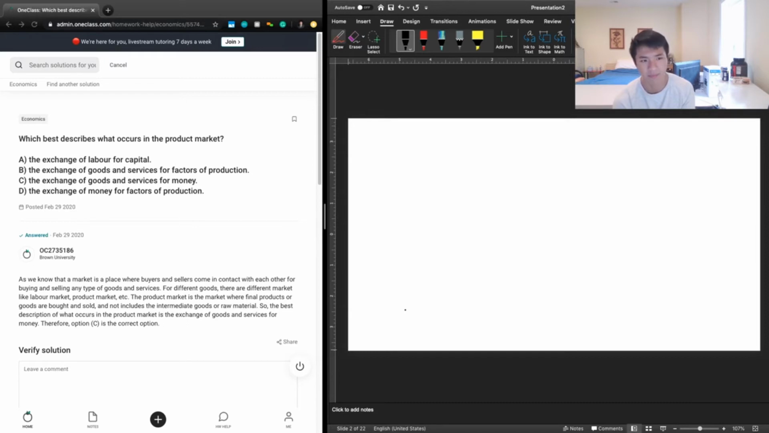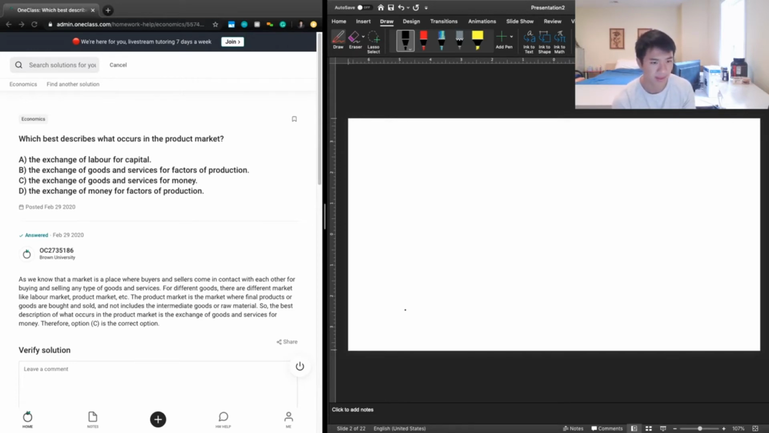B says the exchange of goods and services for factors of production. Again, we said that this is not going to be one of those situations where suppliers are exchanging goods and services that they plan on using as inputs for their own production, aka suppliers and vendors. So we're not going to choose B for this product market definition either.